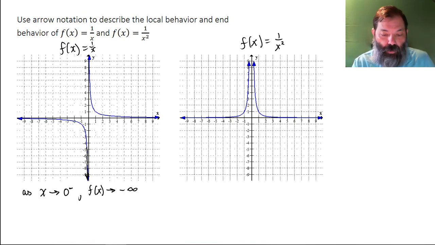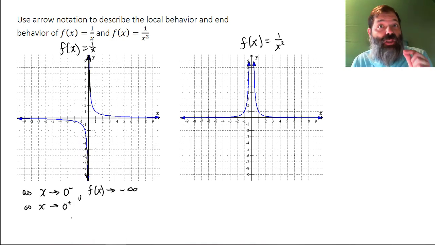However, if I approach 0 from the right, we're up here. As we are approaching 0 from the right, the function is increasing without bound. And so that little plus sign in the superscript for 0 says we're approaching from the right, from the greater side. As x approaches 0 from the right, the function approaches positive infinity. The function increases without bound.